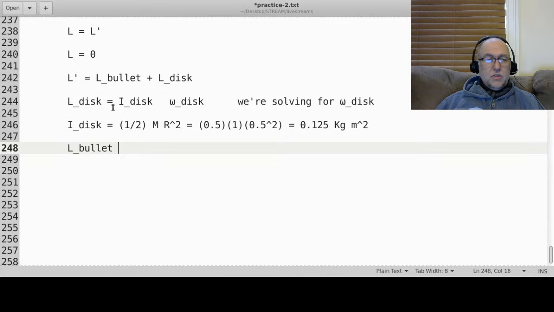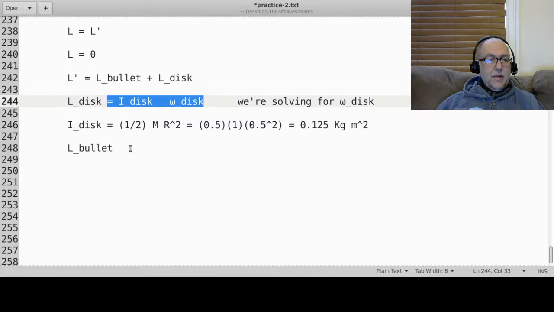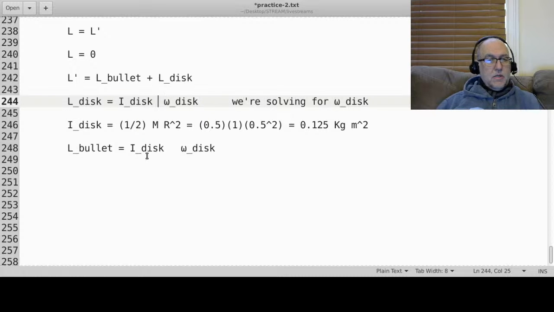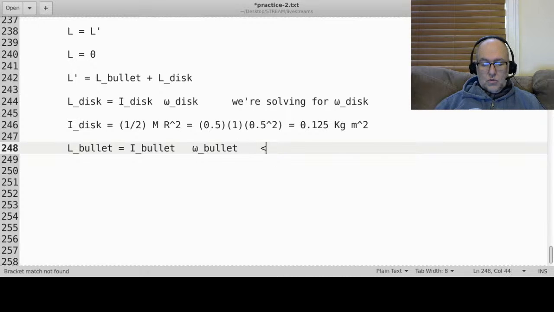Well, it's going to be equal to, same thing, moment of inertia, but not of the disk, but of the bullet. And not the angular velocity of the disk, but the angular velocity of the bullet. And you go, this is totally weird. What do you do with that?